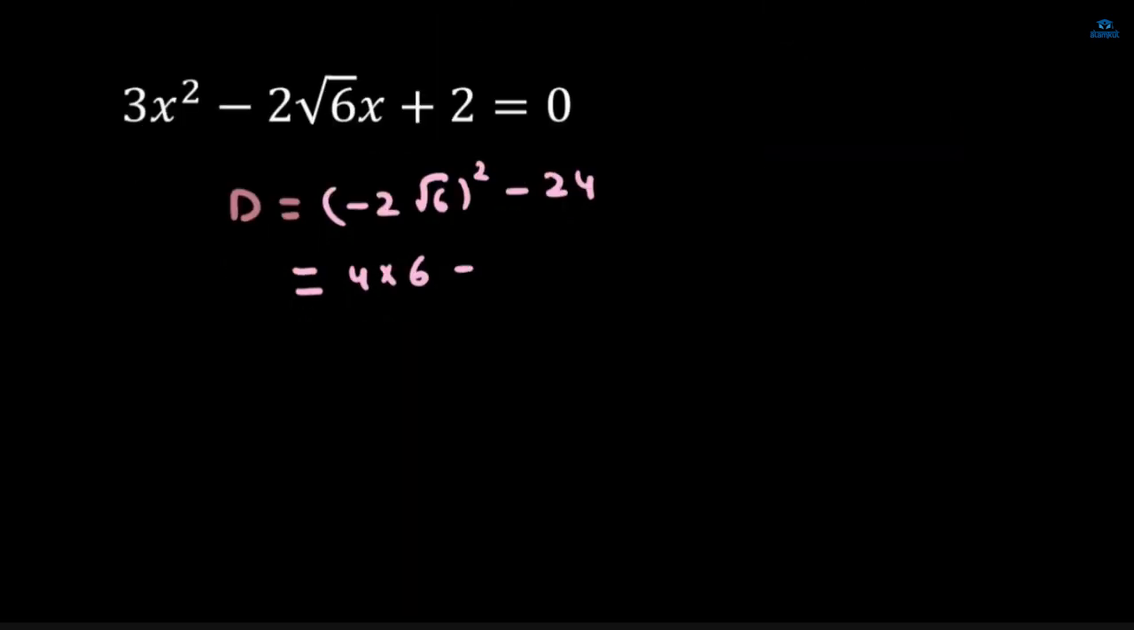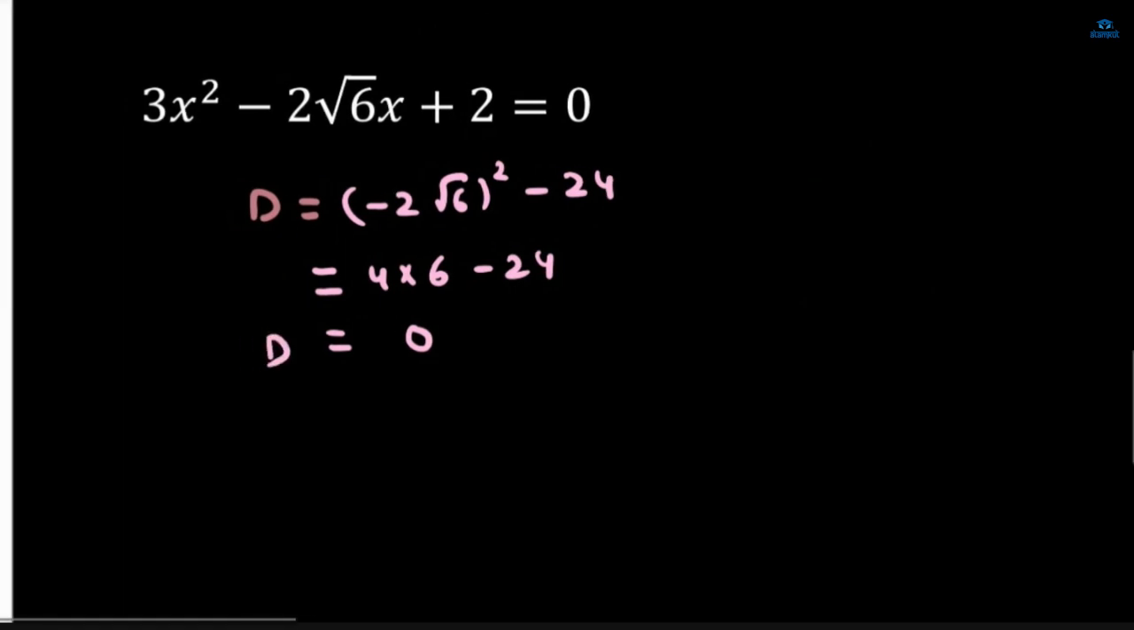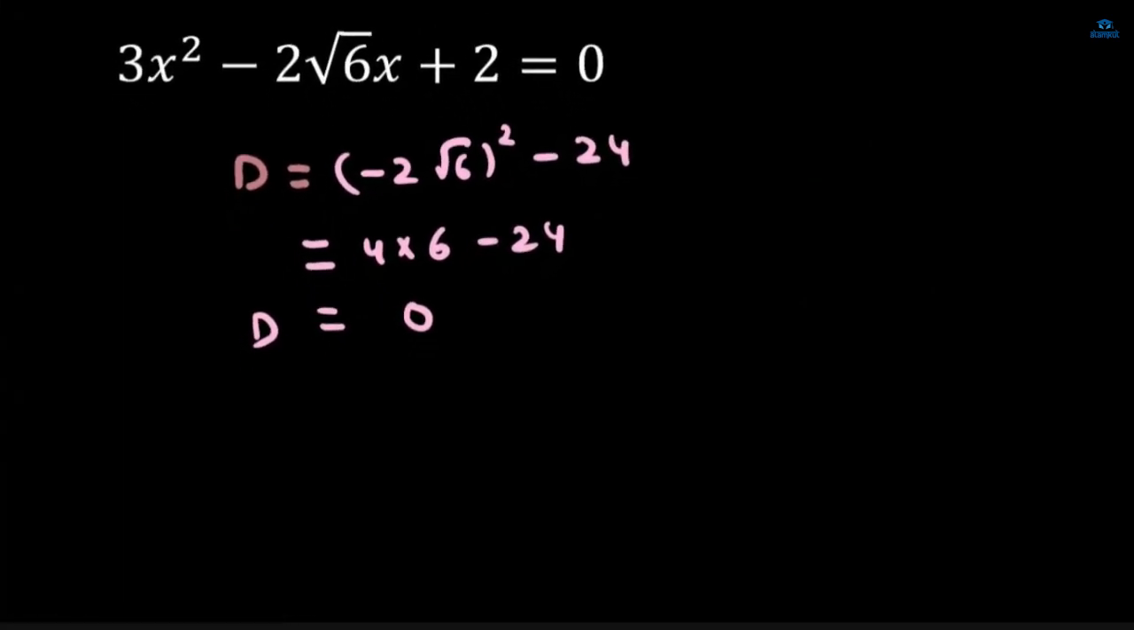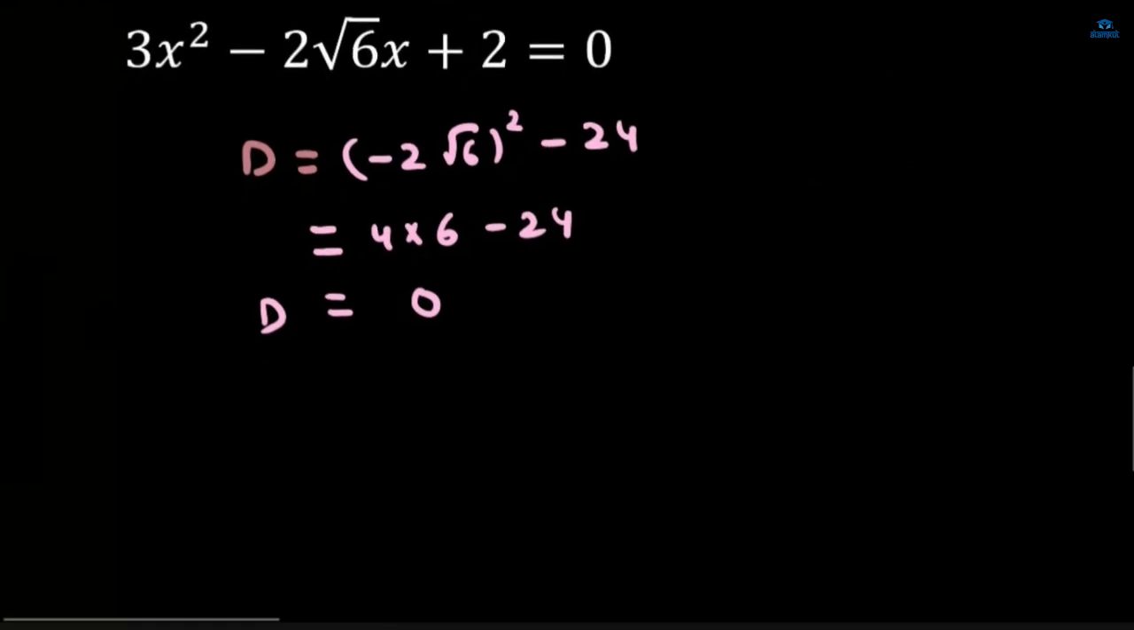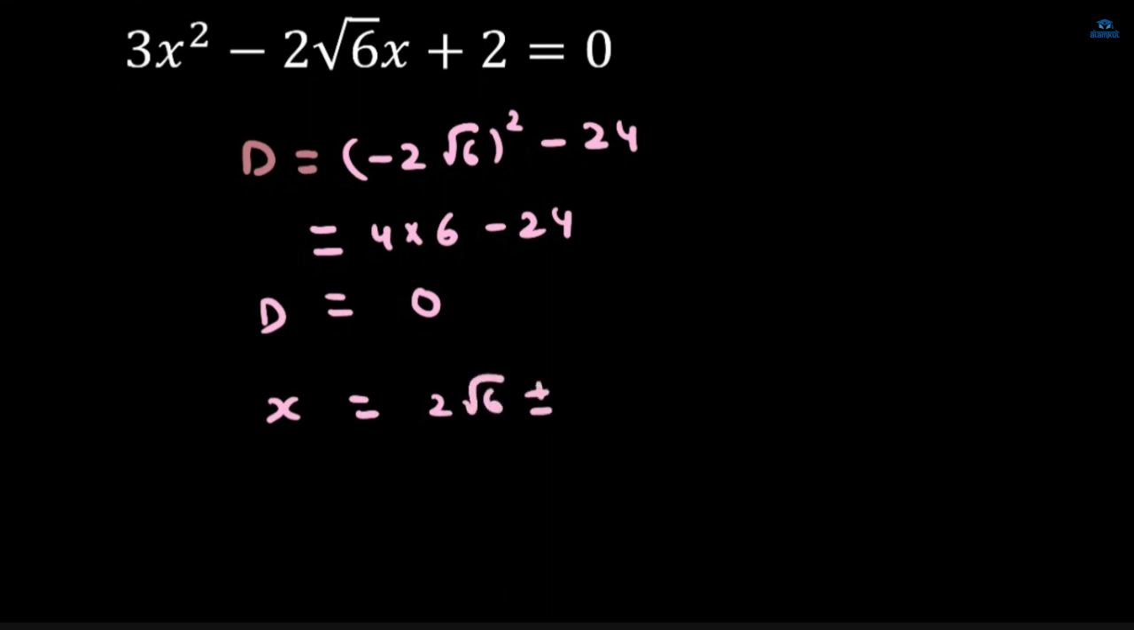Yes, ma'am. Minus 24, so here you are getting D as 0. So what kind of values can you get here? Equal and real. So now applying x equals minus b, which is 2 root 6, plus minus root D, which will be equal to 0, and 2a.